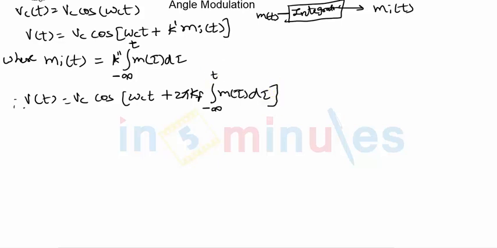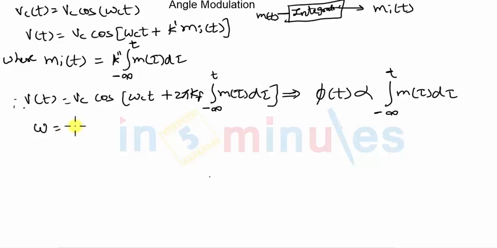Now let us try to understand what is happening to the frequency of the signal. We have already defined the phase of the signal. So you can see that the phase of the signal φ(t) is directly proportional to the integration of the modulating signal. This is definitely not a phase modulated signal, because in a phase modulated signal the phase will be directly proportional to the modulating signal.